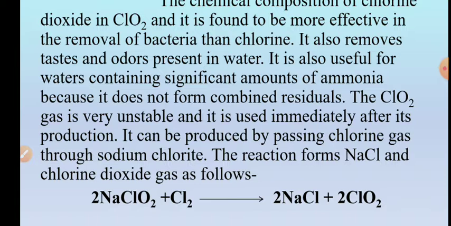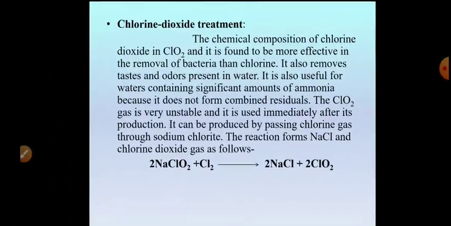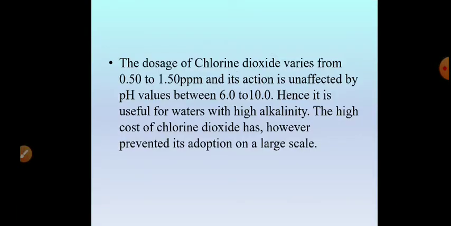But ClO2 gas is very unstable and it has to be used immediately after it has been produced. It can be produced by passing chlorine gas through sodium chlorite. NaClO2 combines with chlorine gas to form ClO2. You can see the reaction, ClO2 is formed. But because ClO2 is unstable, it has to be produced and immediately used. The dose of chlorine dioxide varies from 0.5 to 1.5 ppm and its action is unaffected by pH values in the range of 6 to 10. So it's one of the best methods.